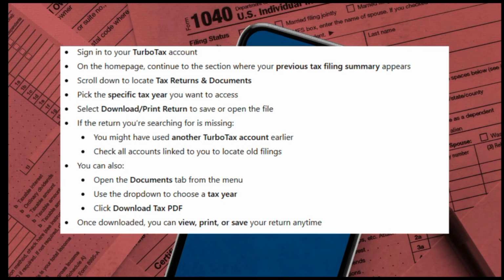You can also open the Documents tab from the menu. Then use the drop-down to choose a tax year. Click Download Tax PDF. Once downloaded, you can view, print, or save your return anytime.